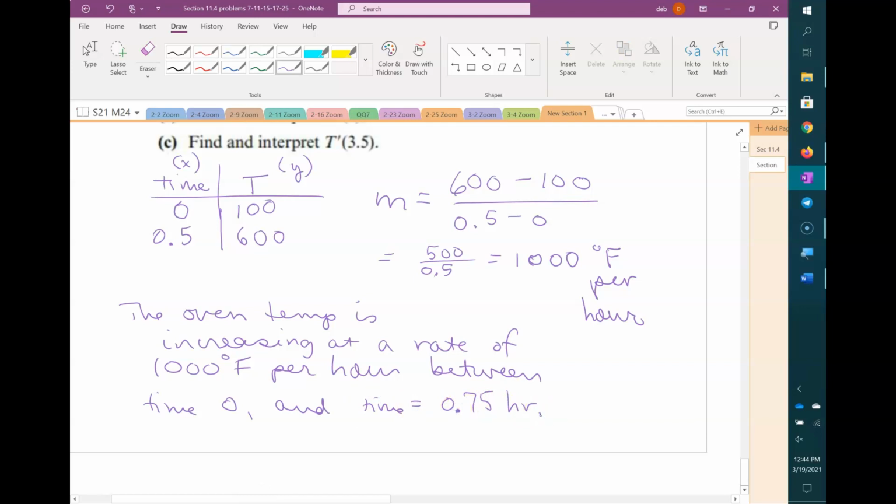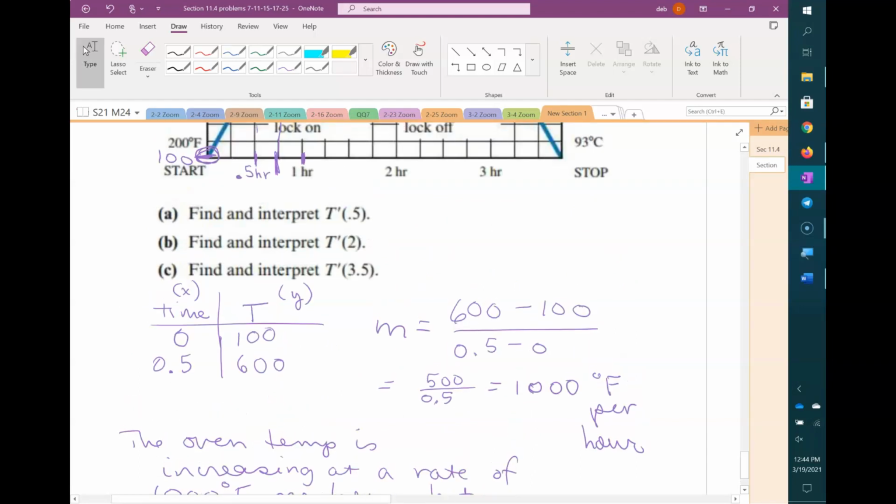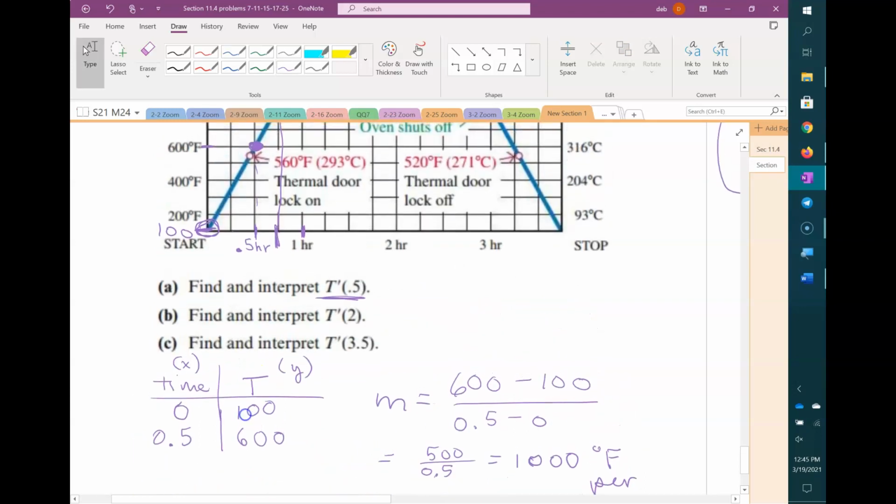So the rate of increase of a straight line is its slope. Well, derivative is rate of change, which is the slope. So when they're asking for T prime at 0.5, that's how fast is the temperature changing when the time is 0.5. Well, it's changing at the rate of the slope because it's a straight line. So it's 1,000 degrees F per hour. That's the rate of change of the temperature at the point where time is 0.5.